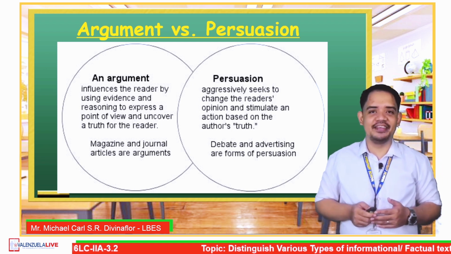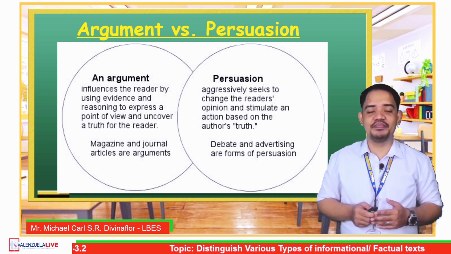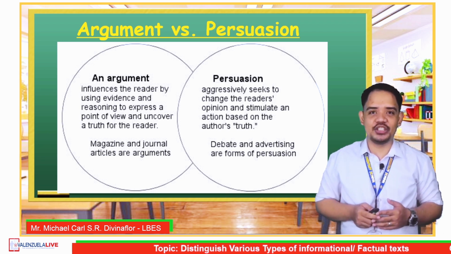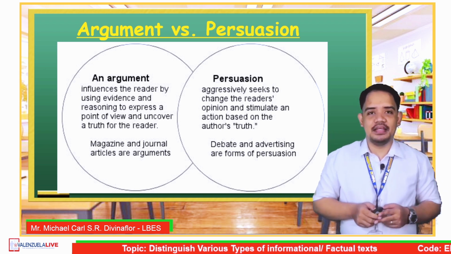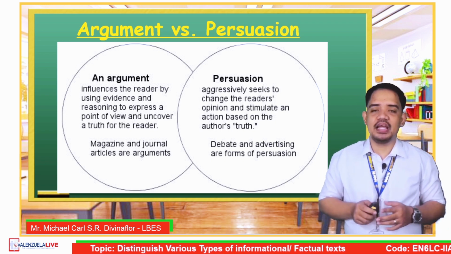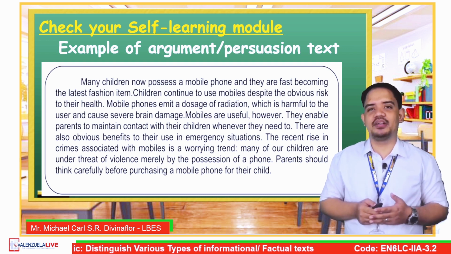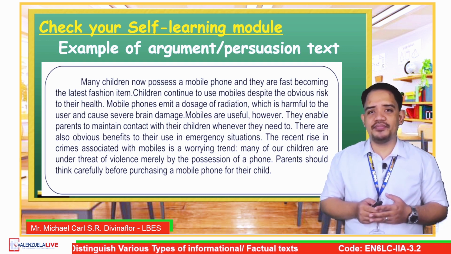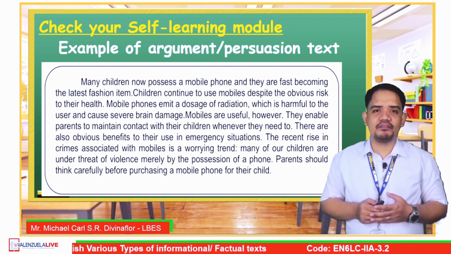Persuasion, on the other hand, aggressively seeks to change the reader's opinion and stimulate an action based on the author's truth. Debate and advertising are forms of persuasion. The example of argument or persuasion in your self-learning module is about the effect of mobile phones on children. Come and read the text with me.